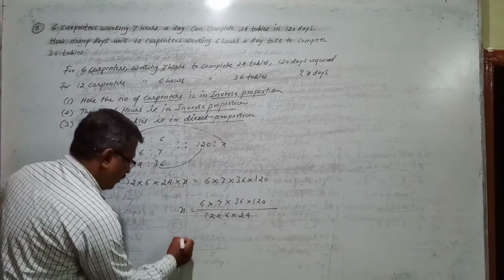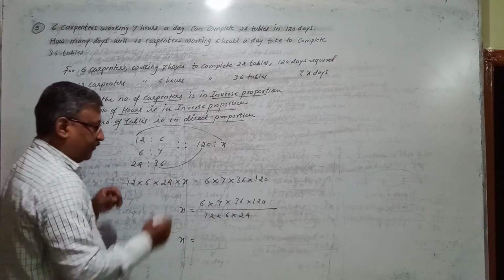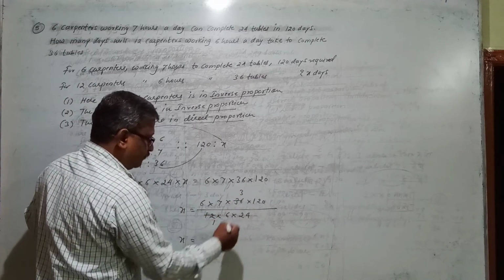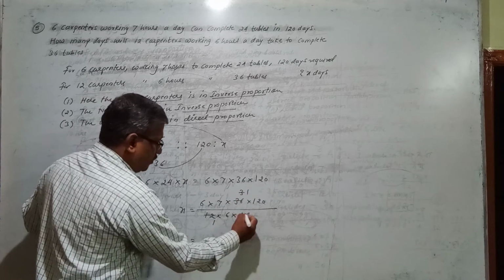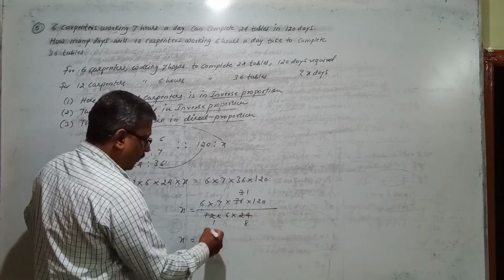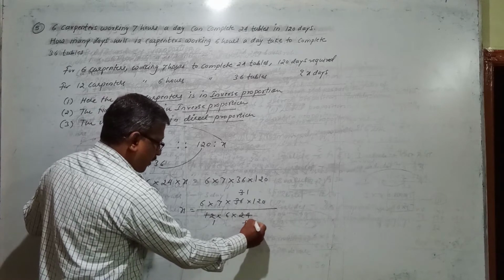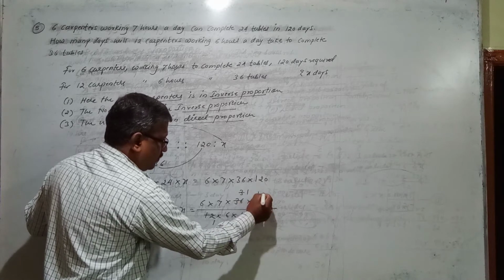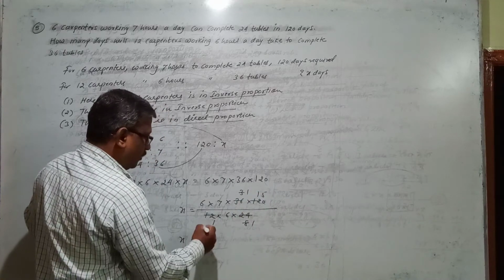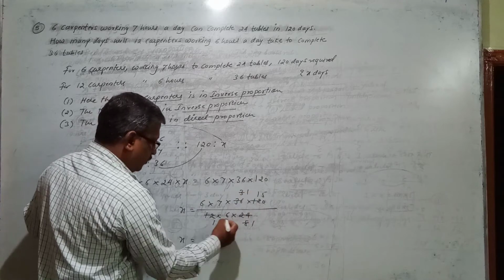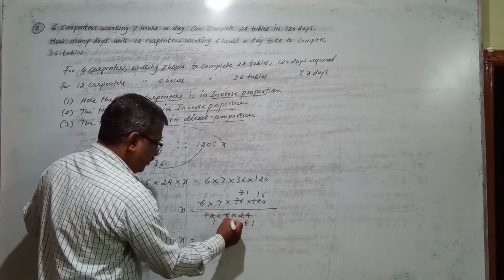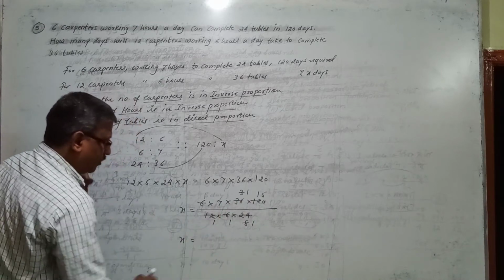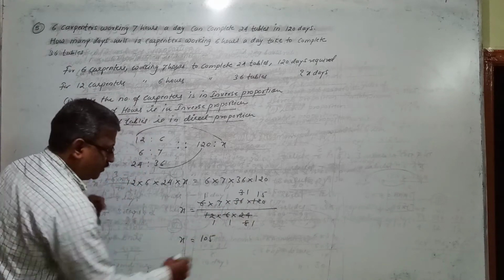Now multiply this and divide. So x is equal to, if we simplify this, 12 ones are 12, 3s are, 3 ones are 3, 8s are 8, then 8 ones are 8, 8 5s are 40, then this 6 and this 6 get cancelled. So what remains is 15 into 7. So it comes to 105 days.